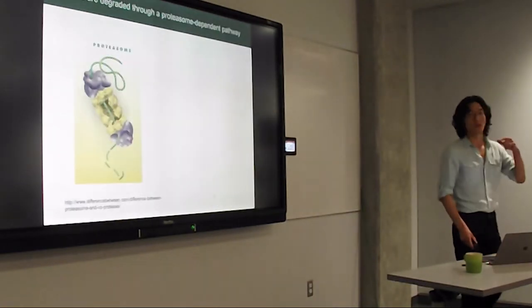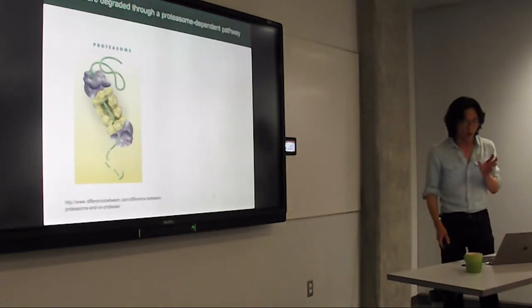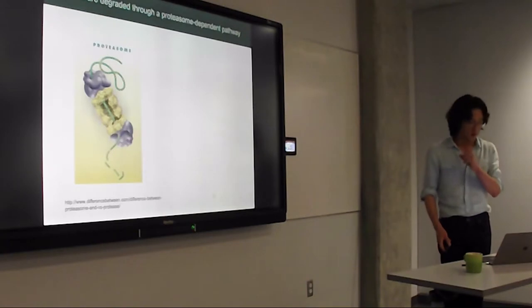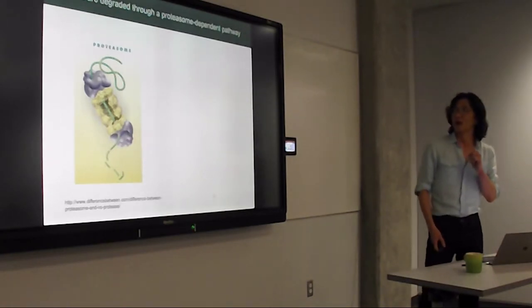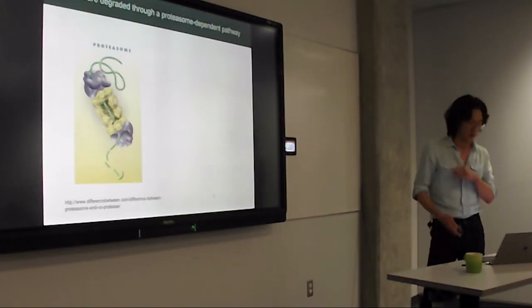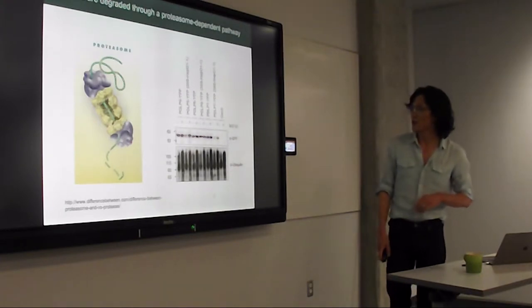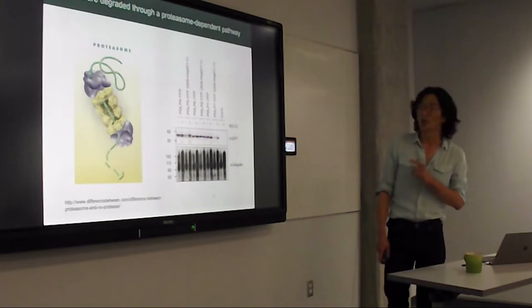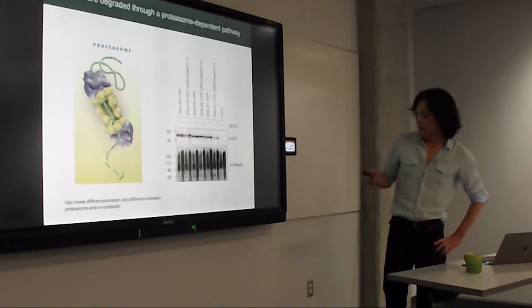Since the proteasome-dependent pathway is one of the major pathways for degrading proteins in plant cells, I also looked at whether PDLPs are degraded through a proteasome-dependent pathway or not. To do that, I used a chemical treatment with MG132, which inhibits proteasome function, to study whether PDLPs are degraded through the proteasome-dependent pathway.